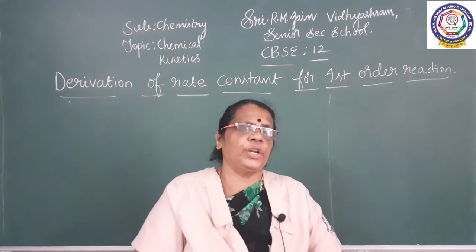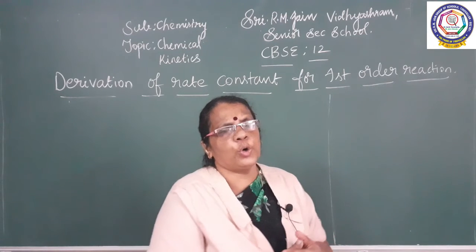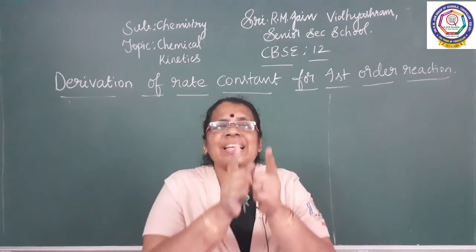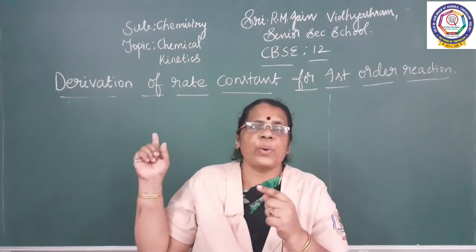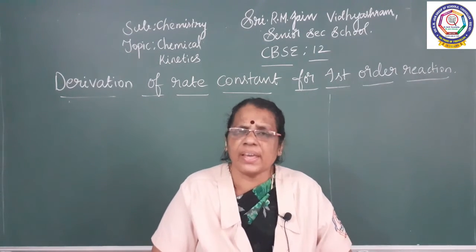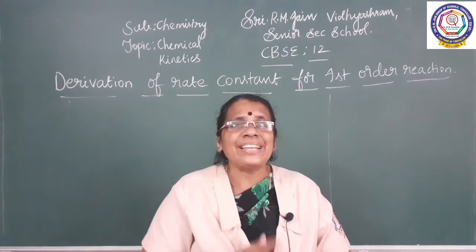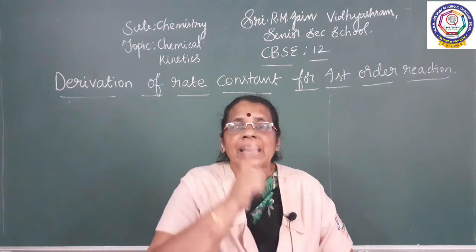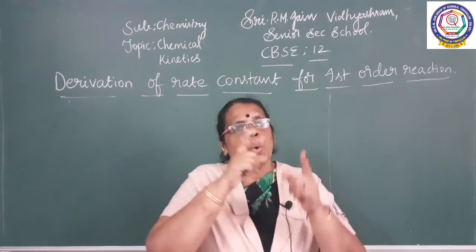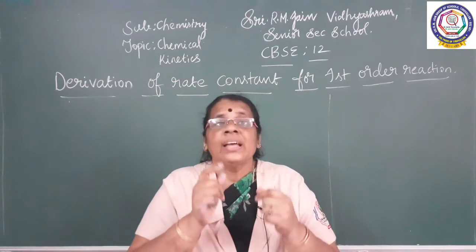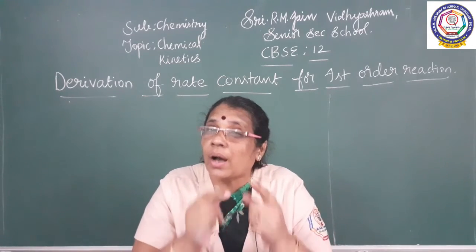Okay children, let us continue. What did I tell you? I have told ln R is equal to minus kt plus ln R0. This is equated to a straight line equation, y is equal to mx plus c. Here I am going to get a straight line by plotting time in the x-axis, ln R in the y-axis, where I got the negative slope with intercept equal to ln R0.